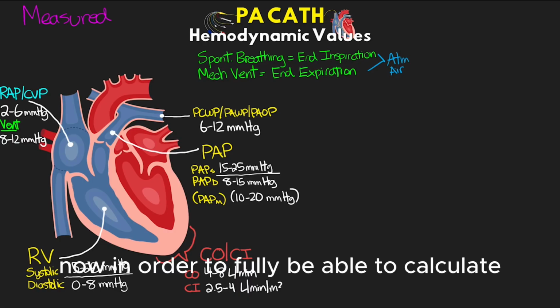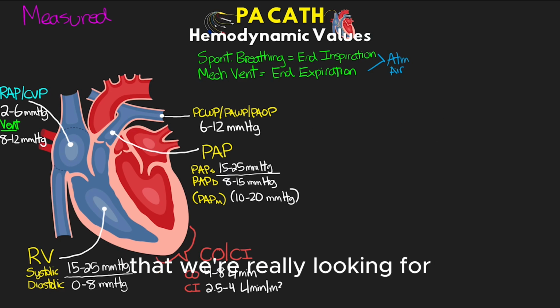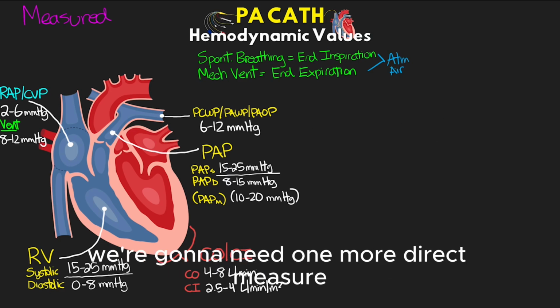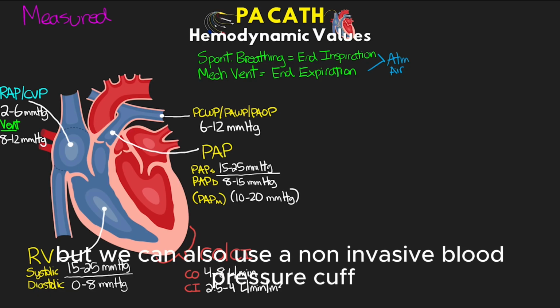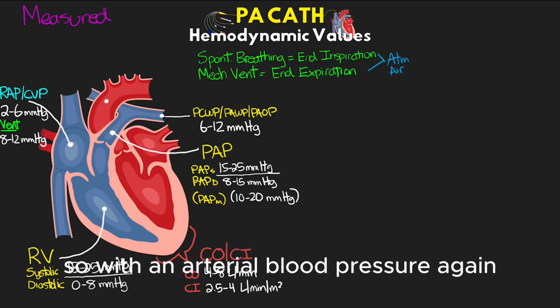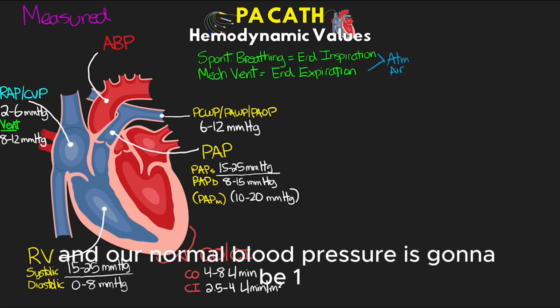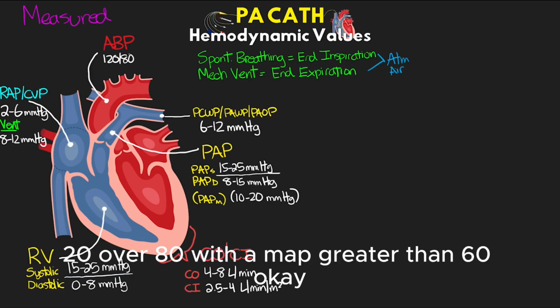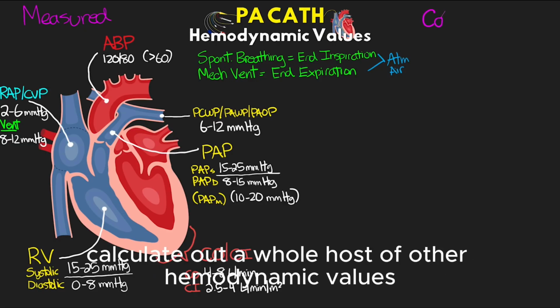Now, in order to fully be able to calculate all the hemodynamic parameters that we're really looking for, we're going to need one more direct measure, which we get ideally from an arterial line, but we can also use a non-invasive blood pressure cuff. So with an arterial blood pressure, again, as you know, we've got a systolic, a diastolic, and a mean pressure, and our normal blood pressure is going to be 120 over 80 with a MAP greater than 60. Okay, so now with all those measured values, we can then calculate out a whole host of other hemodynamic values.